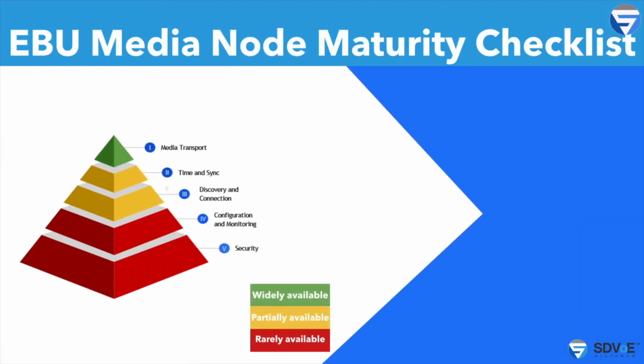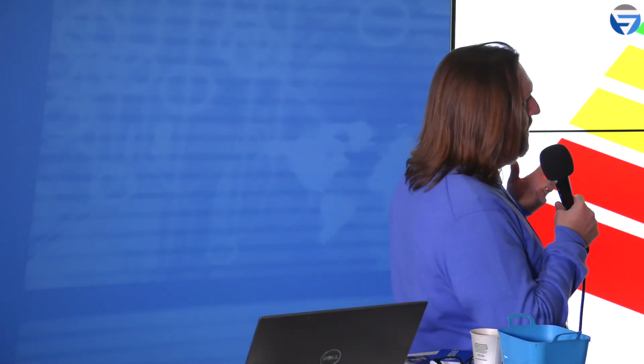Just take a second to look at this. We've got a color coding here. Green means it's widely available, or if you want to say it, that's the most commonly adopted pieces of the puzzle that's been implemented in equipment manufacturers out there. And of course, as we go down the pyramid, we see certain things are partially available and certain things are readily available.